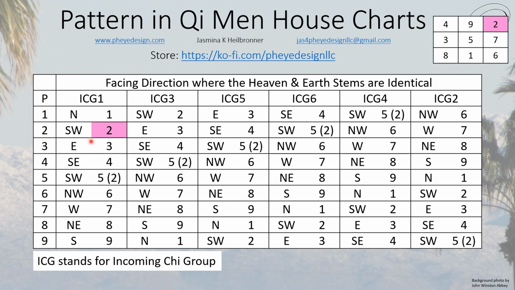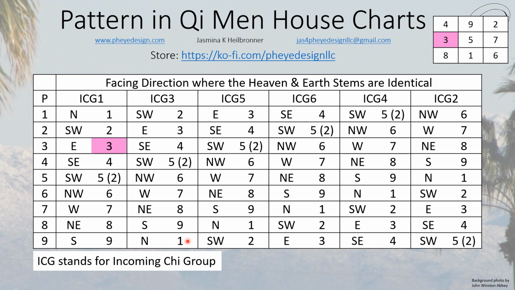Southwest, 2. 2 is in the southwest. This is the one that is matching for period 2. Only the southwest facing house will have the heaven and earth stems being identical. Period 3, only the east will, and there's the east. 4, that's southeast. 5 will be the same as 2 because it has to go somewhere. 6 is in the northwest. 7 is in the west. 8 is in the northeast. And 9 is in the south. And that is totally, completely consistent.